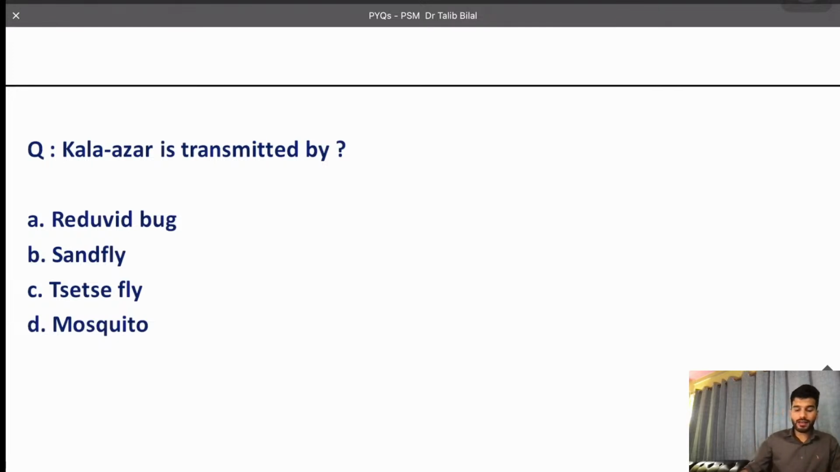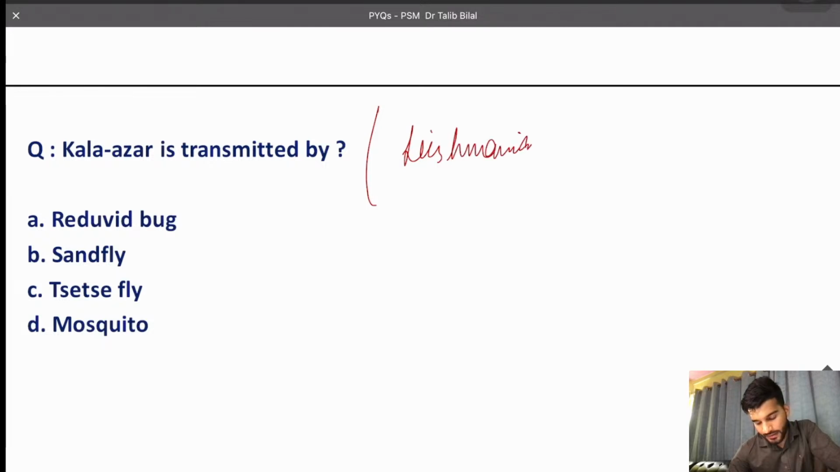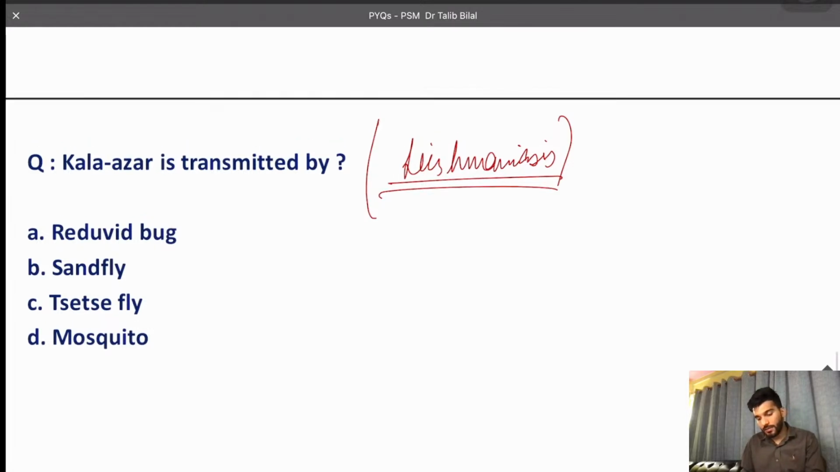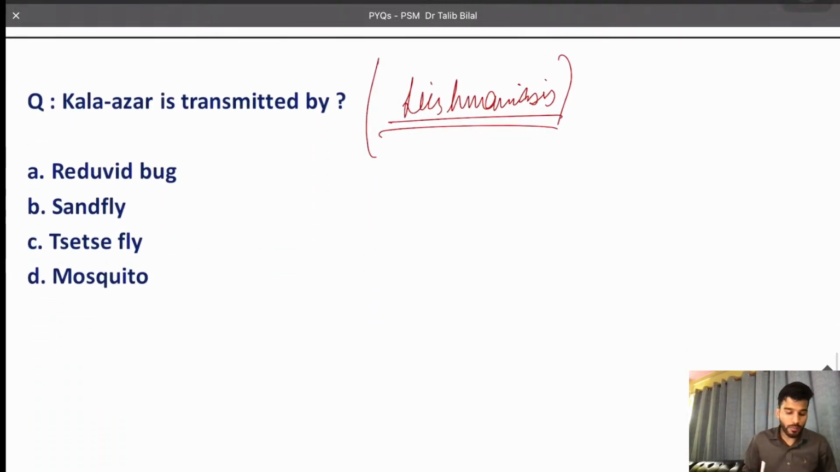Chalo. Kala-azar. Kala-azar is transmitted by, also called leishmaniasis. Now who is going for the survey of leishmaniasis? ASHA, for active surveillance of leishmaniasis. So write down, guys. Kala-azar is transmitted by redwood bug, sandfly, tsetse fly, or mosquito. Very good. Your answer is going to be sandfly.